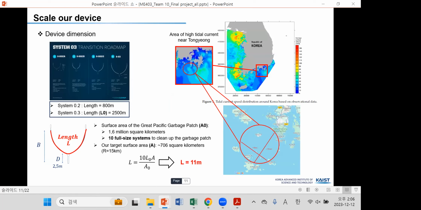And next is about our device dimensions. By looking at examples of how other people use this kind of system in real cases, we decided our system dimensions. When people used System 003 in the Great Pacific Garbage Patch, the length was 2,500 meters. Considering that the area was 1 million square kilometers and they used 10 full-size systems, we decided our system length as 11 meters by using that equation.